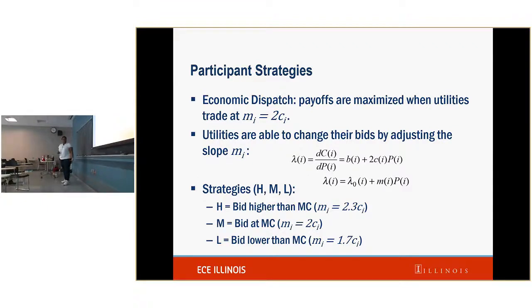And so the strategies, just for this example case, you could bid higher than your marginal cost. So instead of 2, it's 2.3. Bid at your marginal cost, and bid lower than your marginal cost. And this is just for an example case I'll go over.